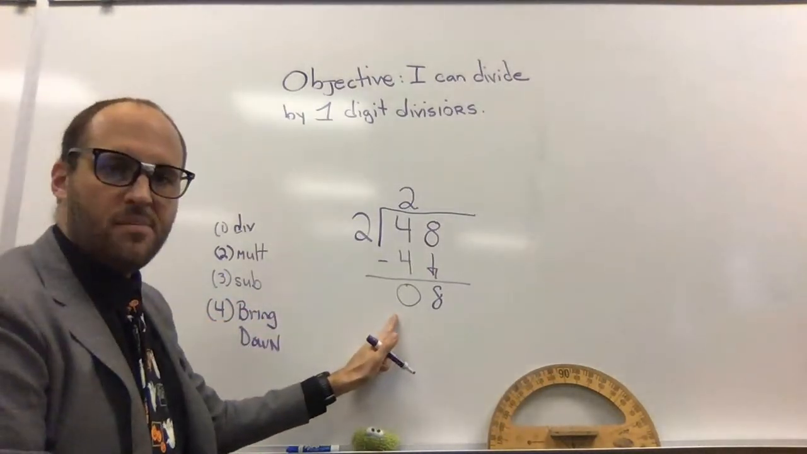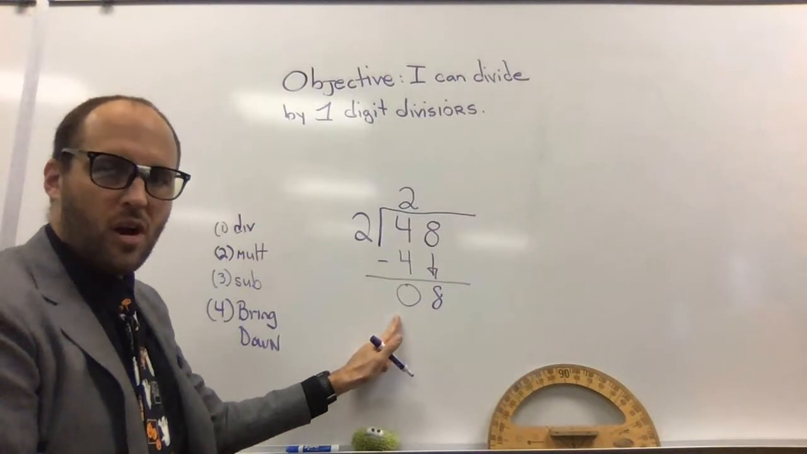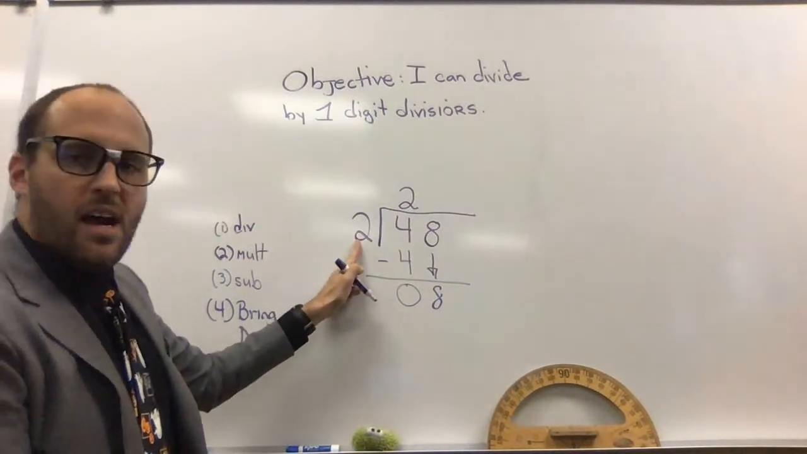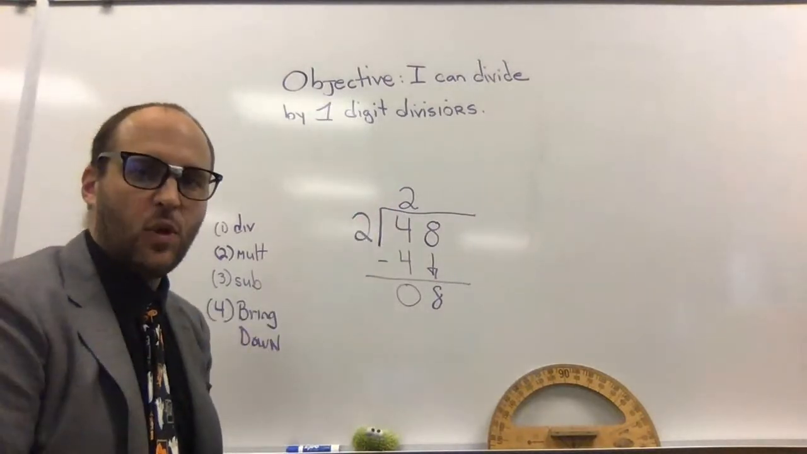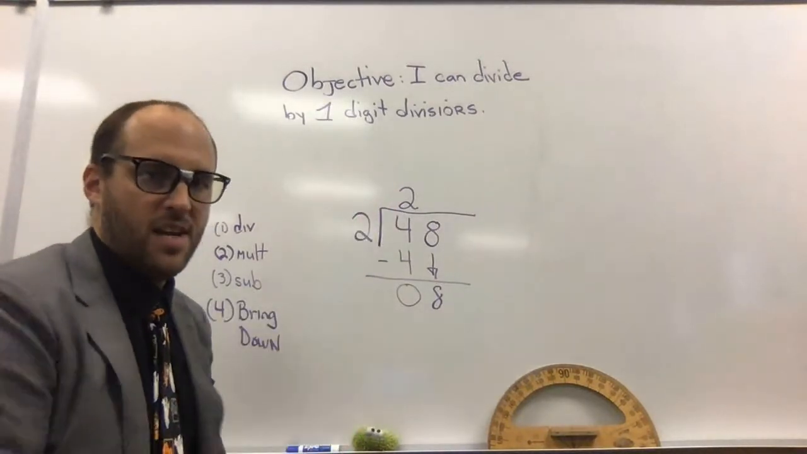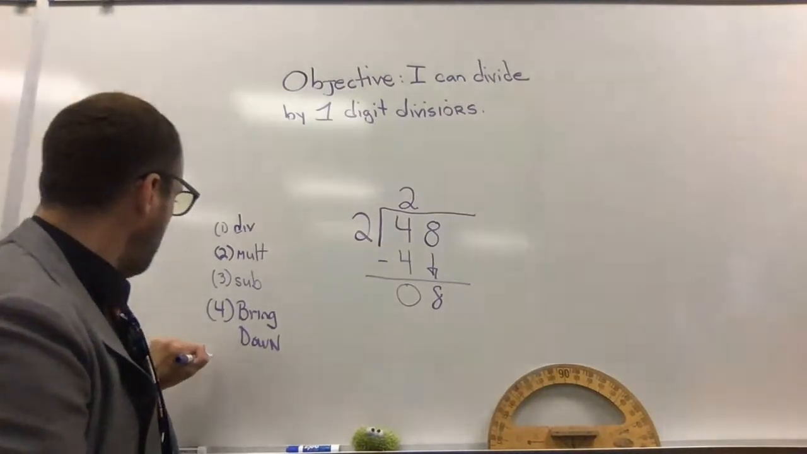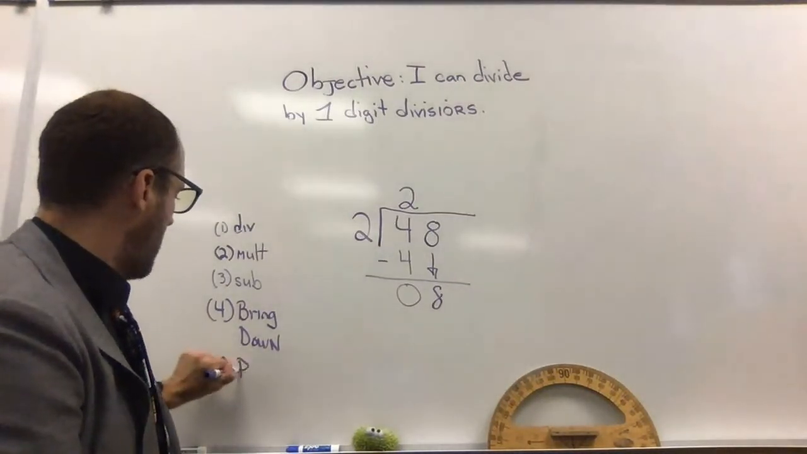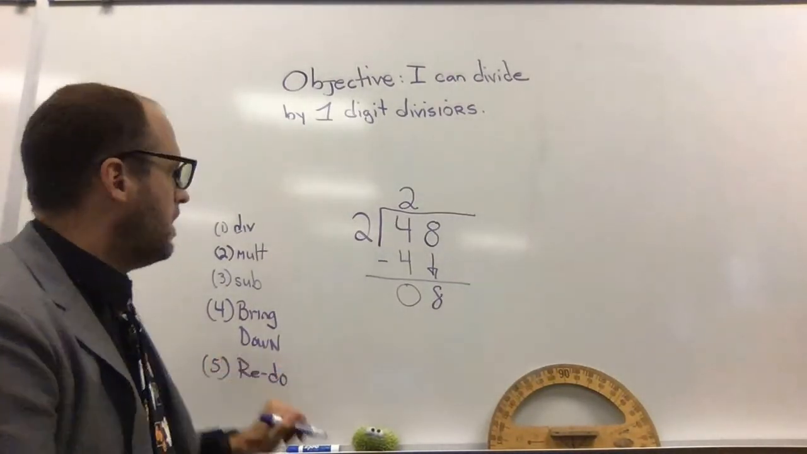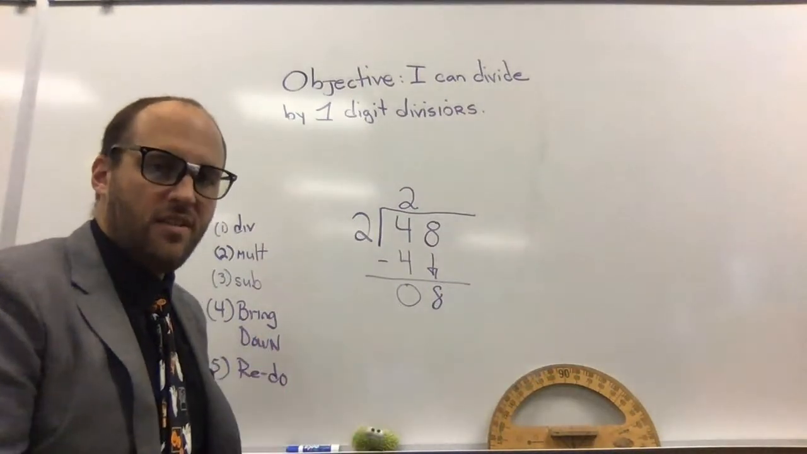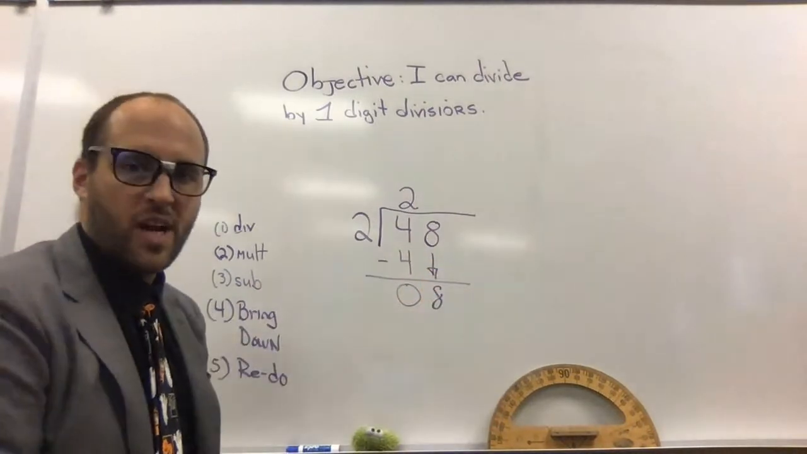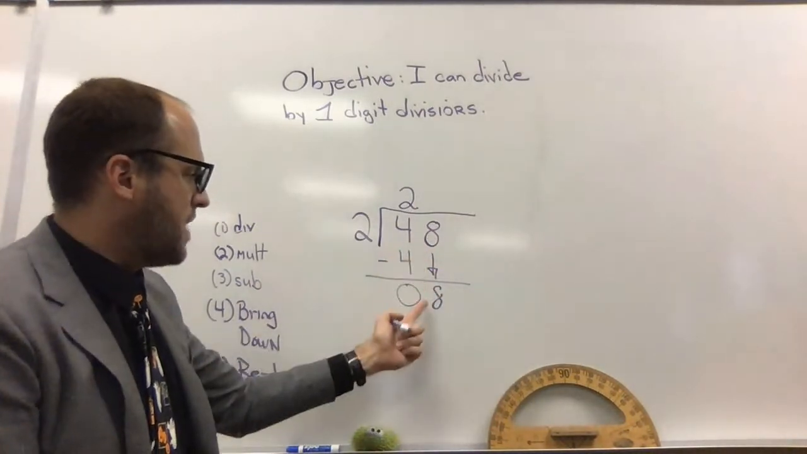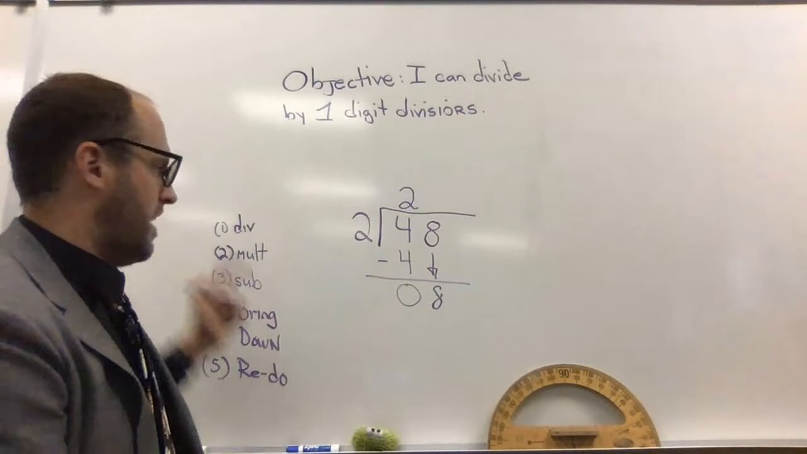If, however, this number was, let's say, a 3 or a 4, that means we are bigger than our divisor, which means we can get more groups, which means that 2 isn't going to work, and we have to go back and find another number. The last step in division is known as redo. So you have to keep redoing the division in the same exact steps until there are no numbers left to bring down. So since we brought down the 8, we have to go right back to the beginning.